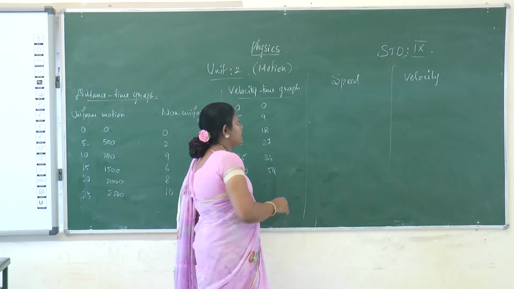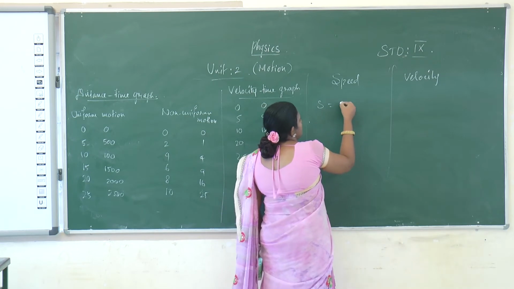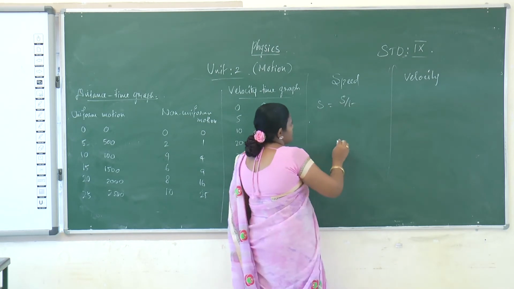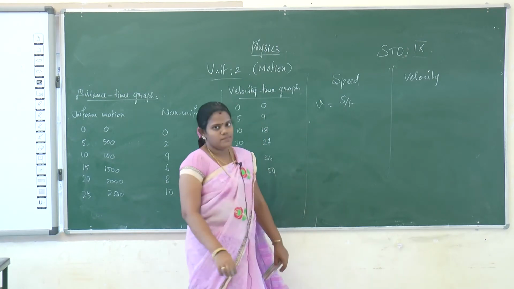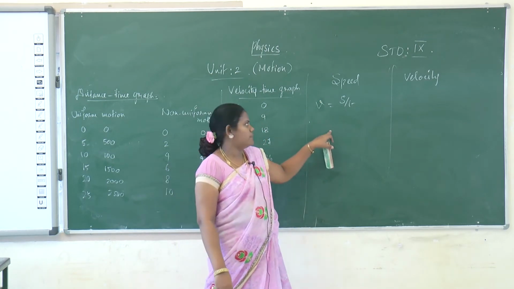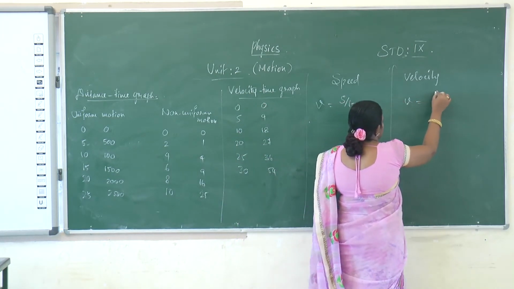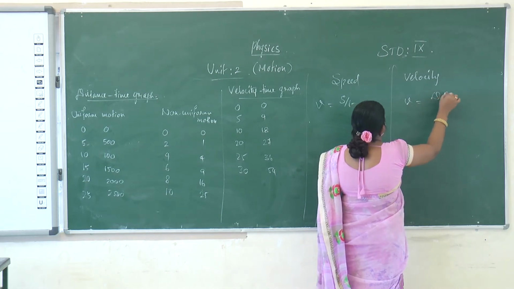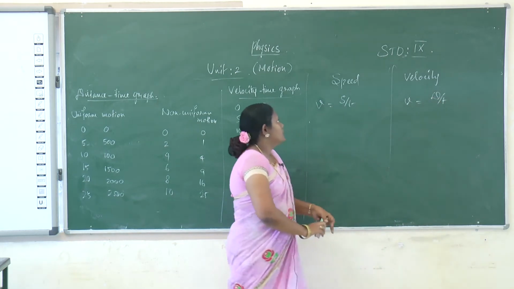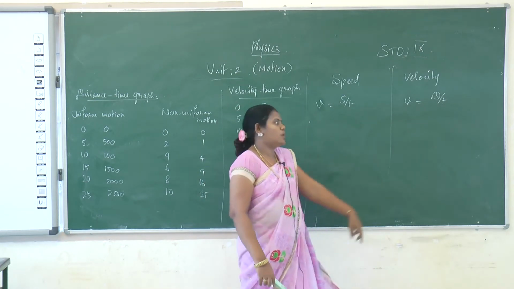Speed s is equal to distance by time. So the distance covered by the particle per time is speed, and velocity is the rate of change of displacement per time. So what is that? Rate of change of displacement per time, while speed is the rate of change of distance by time.